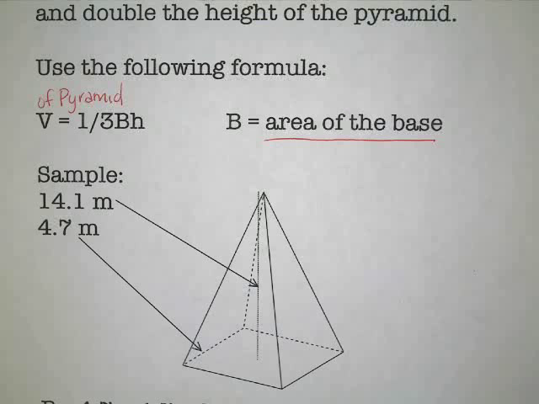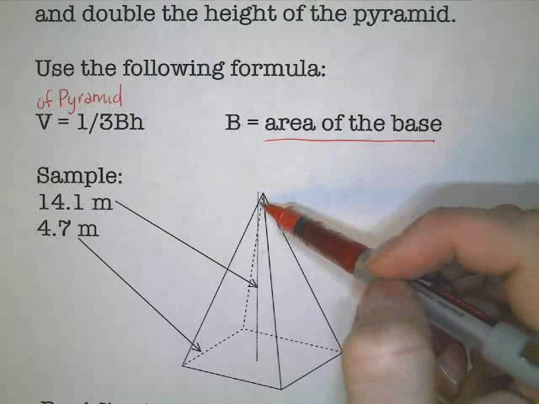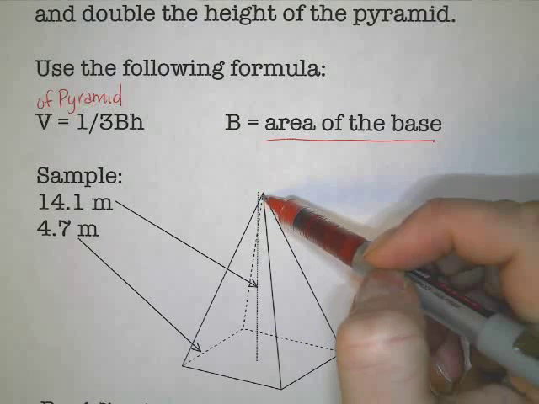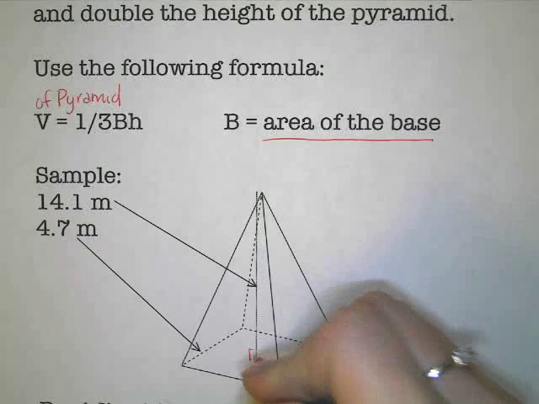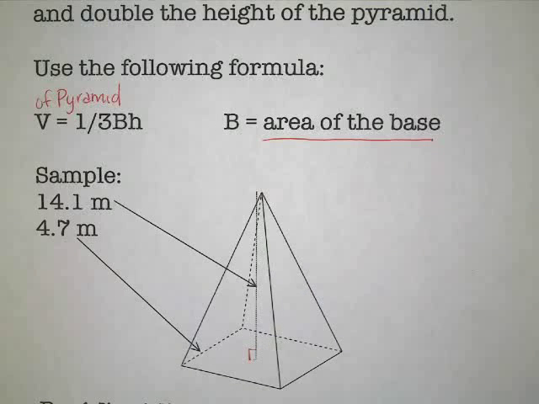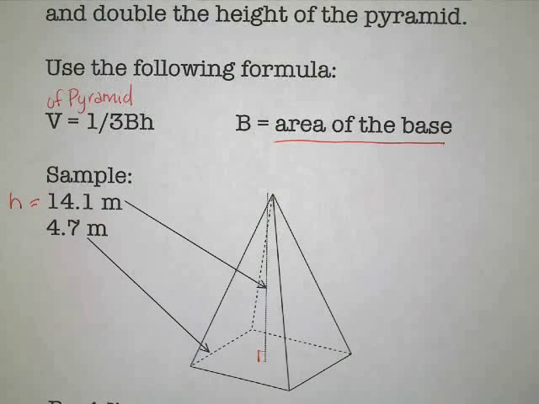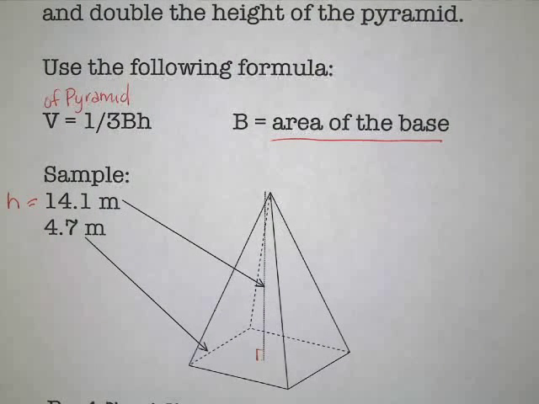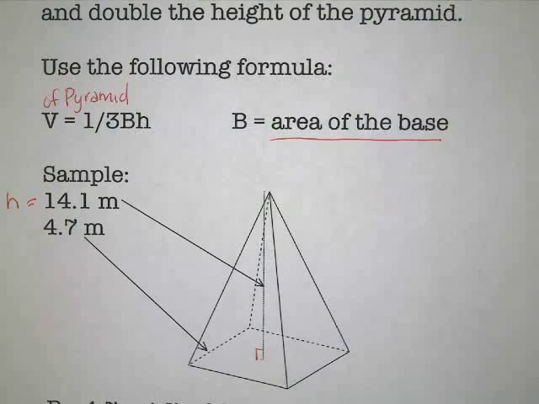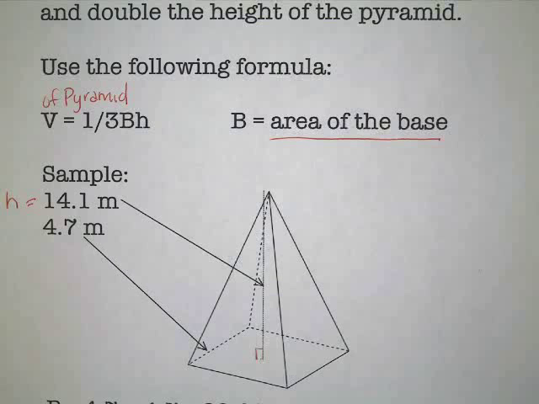So here's the pyramid. And notice that my height goes from the tip down. This is the height. This is no longer the slant height. This is the height of the pyramid, the total overall height of the pyramid. Okay? So step one is to do what, Caitlin?